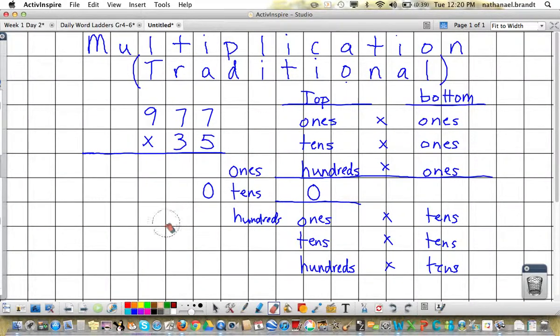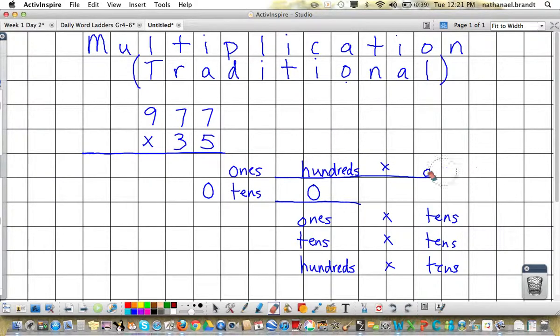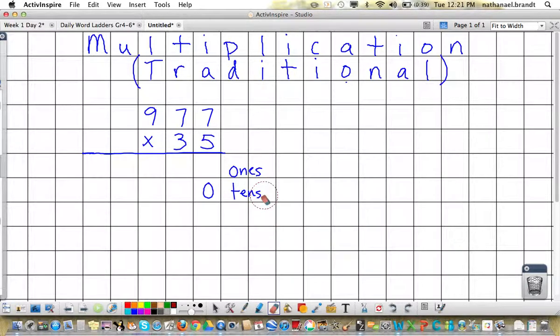So now we'll come back up and we'll multiply out our number. And I'm going to get rid of all of this stuff over here too. So we're going to start off and we're going to do our ones place times our ones place. So 7 times 5 is 35. And I'm going to put that over here.